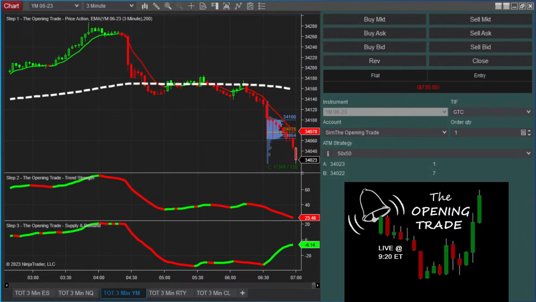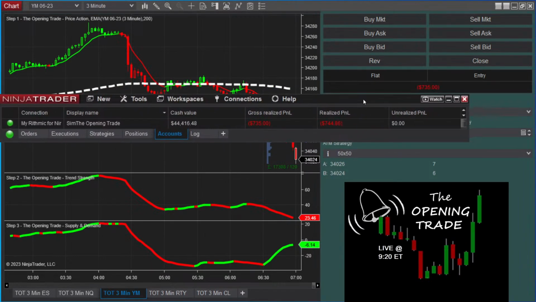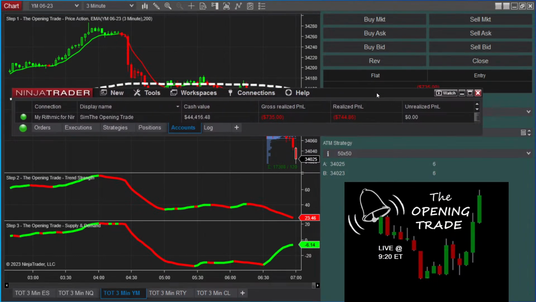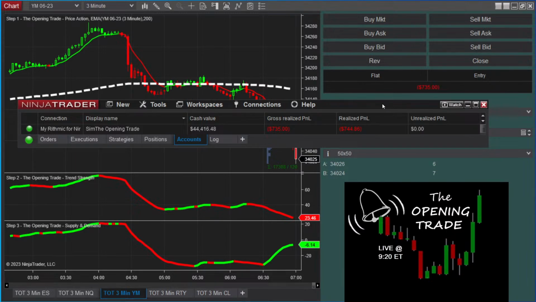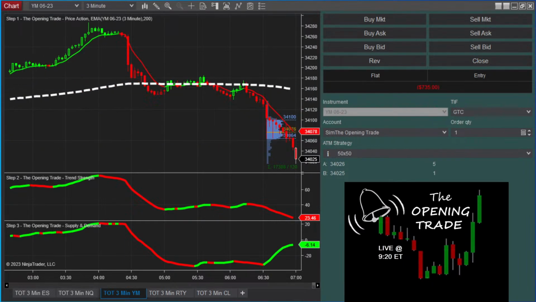And let's take a look at our account now that we're done trading for the day. There we are. Okay, so simulated opening trade. Here's our cash value. The growth matches this. And the realized is higher because we have to pay our fees for our trades. Make sure you understand your fee schedule from your provider.